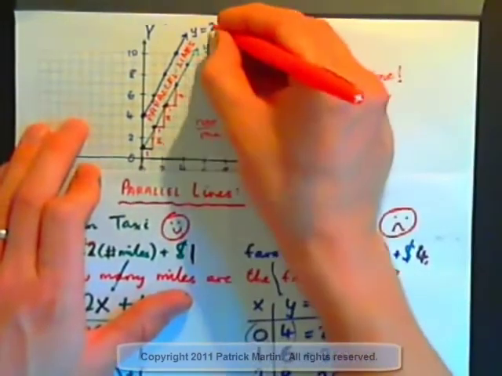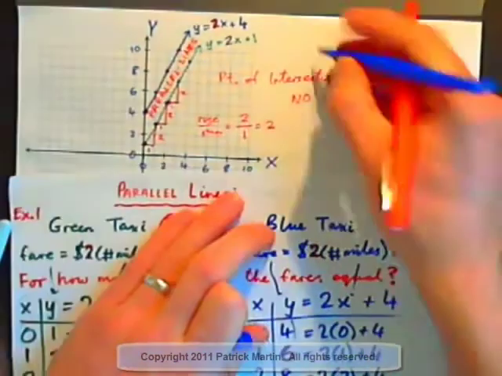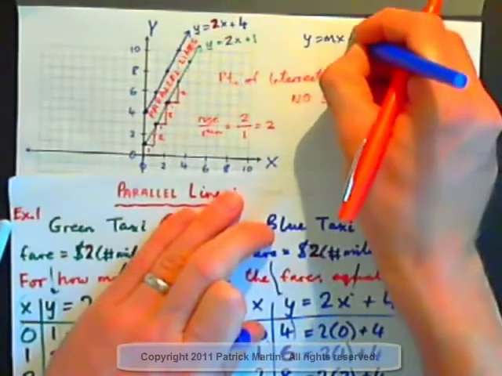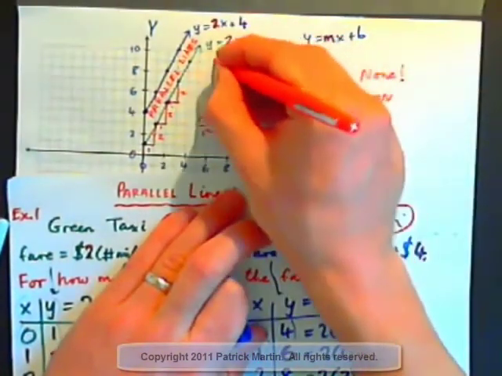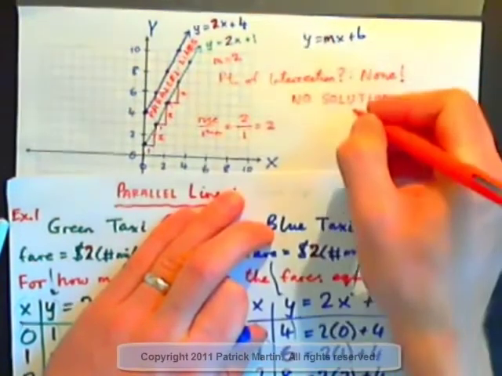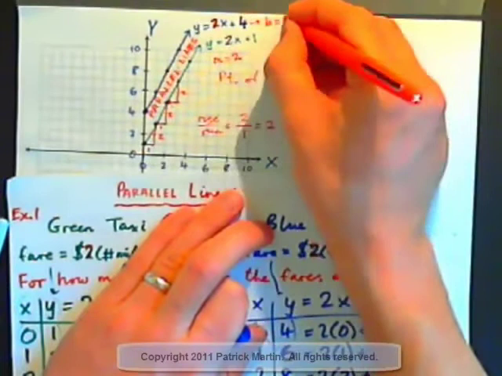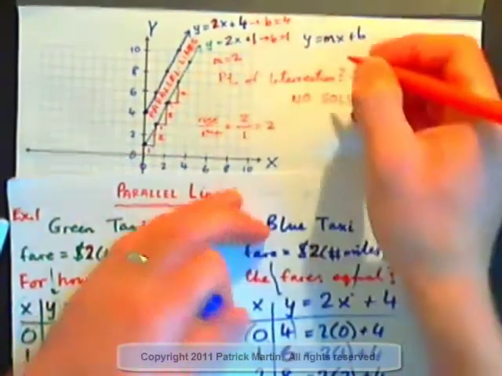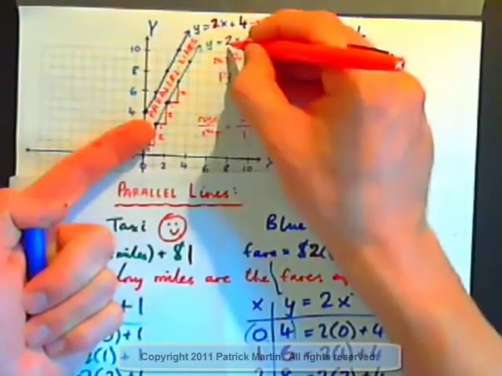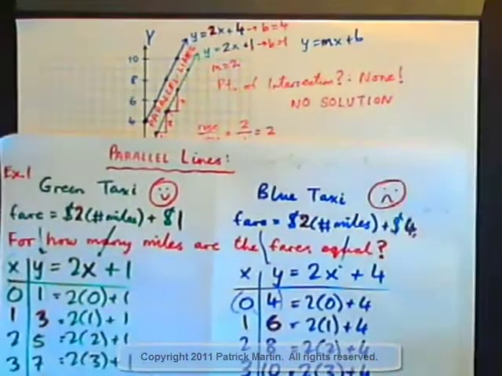And you can see that from the equations. The general form is y equals mx plus b. The slope is m, and for both of these lines, m equals 2. But for this one, your y-intercept b is 4, and for this one, your y-intercept b is 1. So we have parallel lines. Their slopes are the same, but they have different y-intercepts. So we need to make a note of that.